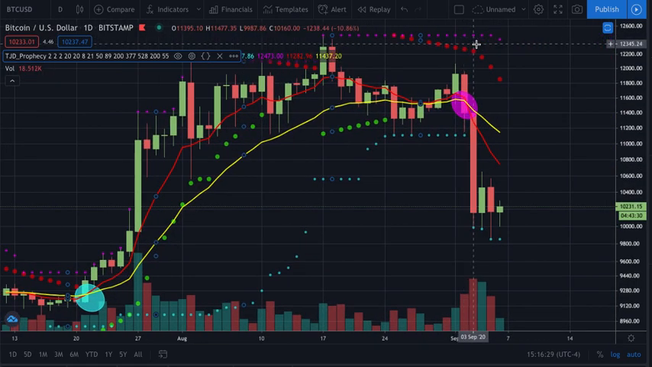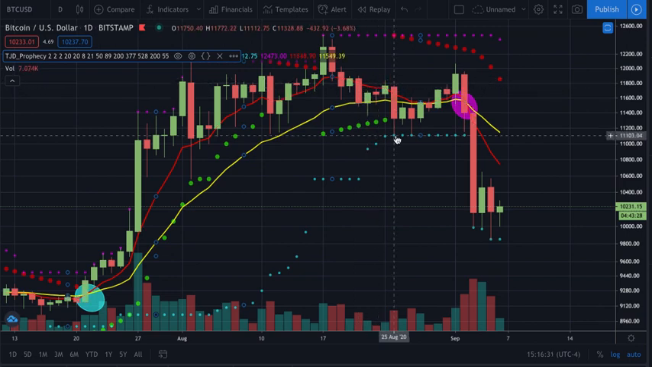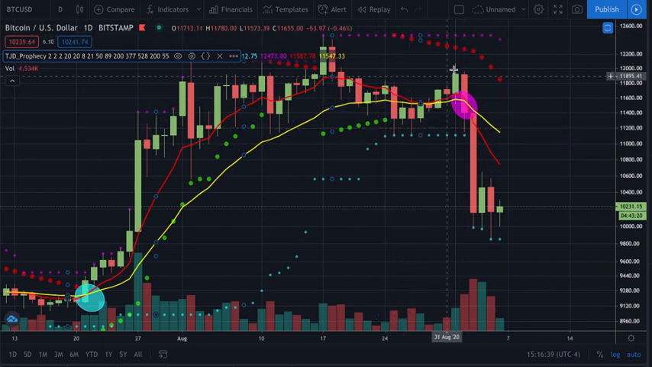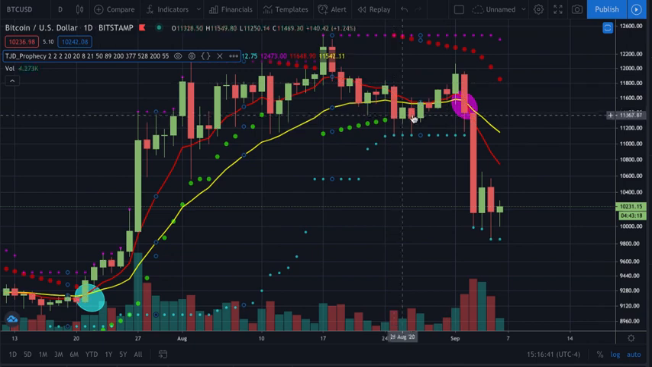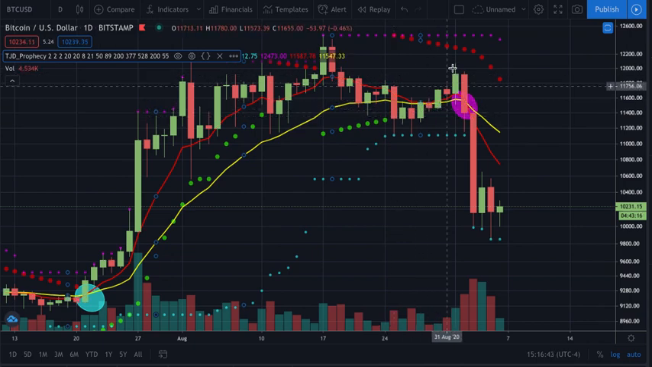In the same way that we sold off right here and we tried to take out this trend, this was supposed to be the end of the trend right there. We took out the parabolic SAR. We started the downtrend, but price action kept going up, and what happened? The bulls attempted to save this trend.